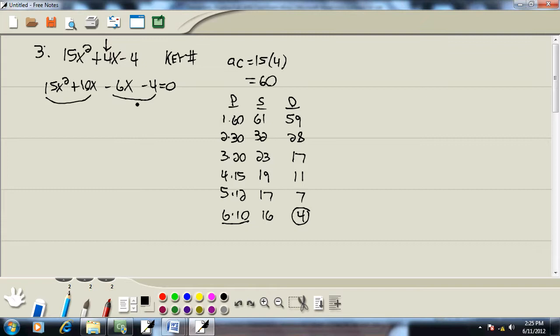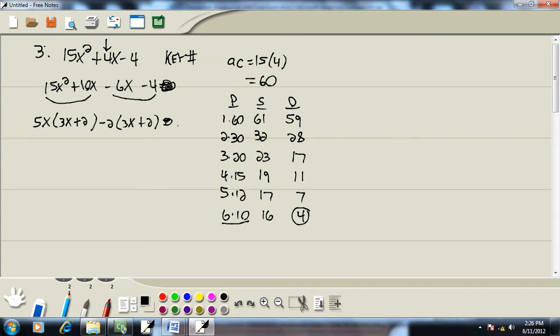And then we use factoring by grouping. Looking at only our first group, or our first two terms, they have a 5x in common, GCF-wise. And that gives us 3x plus 2. My second group, the last two terms, they're both divisible by 2, and my first term is negative, so I'll factor out a negative 2. And that gives us 3x plus 2.